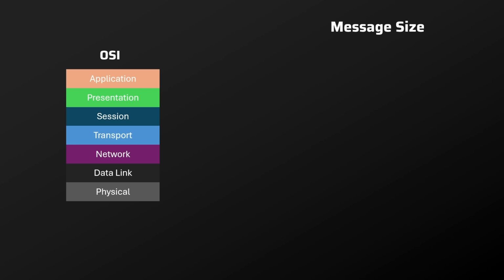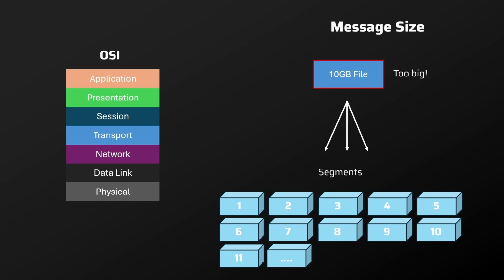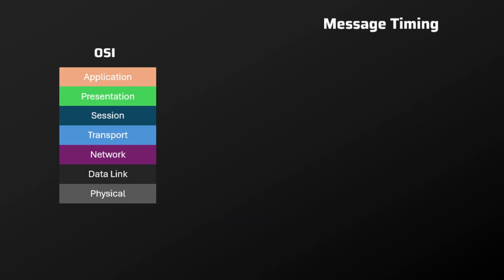Next is message size. If, for example, we want to send a large data, this data is broken down into smaller pieces. This part happens in the transport layer as well, where data is broken down into segments as we mentioned earlier. And these segments are numbered sequentially so that they can be sent in order and the receiving end can assemble them in order.